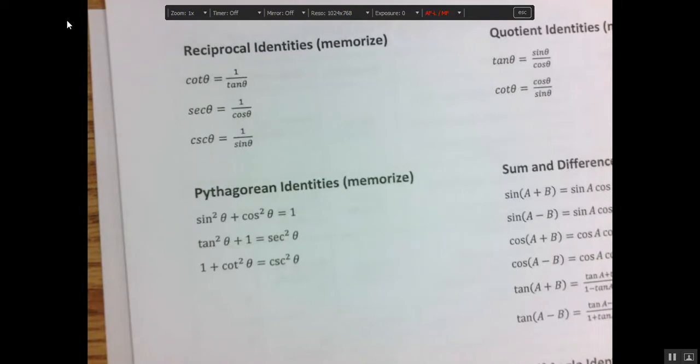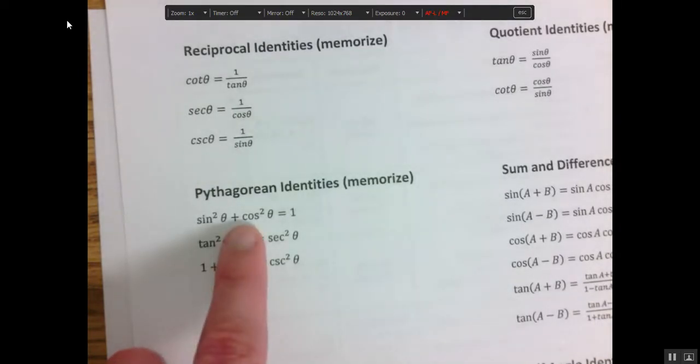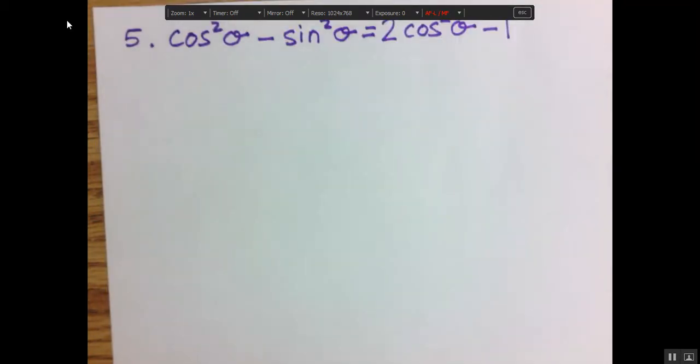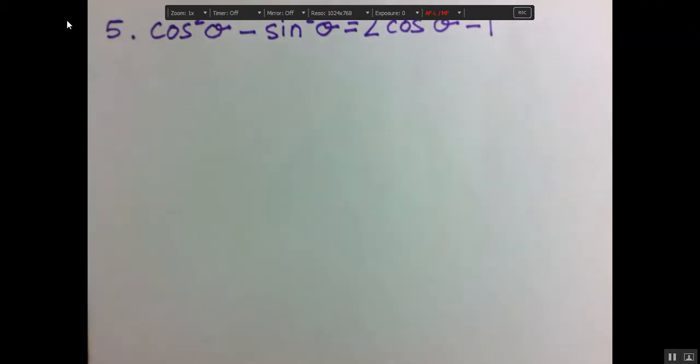Well, on this sheet here, it says 1 is exactly the same as what? Sine squared theta plus cos squared theta. So couldn't I change the 1 into sine squared theta plus cos squared theta? I could. I know that it's negative one. Right, so I need to put a minus in front of it. I totally agree. That's right.